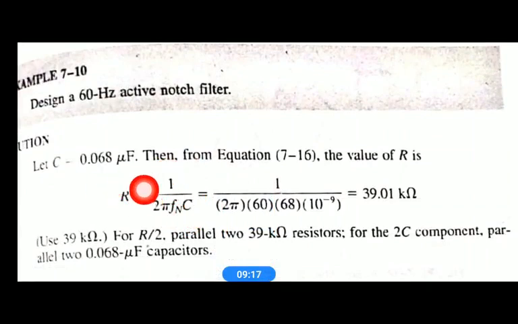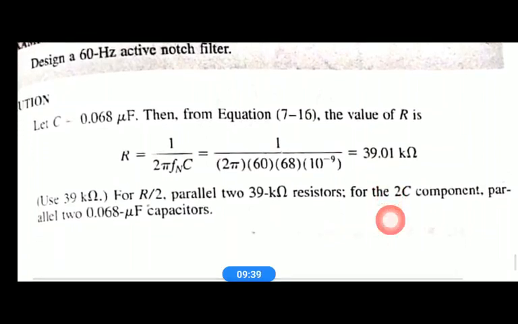So it is used to reject only a particular frequency signal, a single frequency signal only. Therefore we call it a notch filter, because at the notch it rejects. So the notch frequency we have taken here is 1 divided by 2 pi RC. Usually to design this, initially we select C equal to 0.068 microfarad. Let C equal 0.068 microfarad. Then you calculate R, which is 39.01k, right?